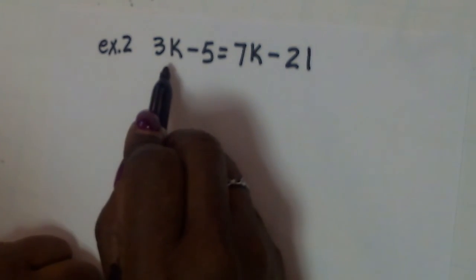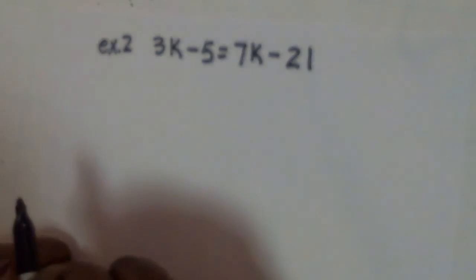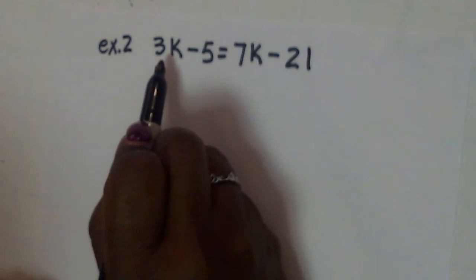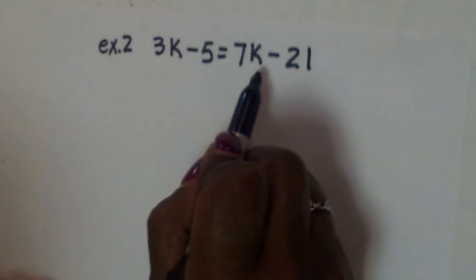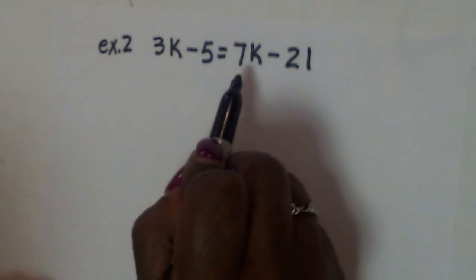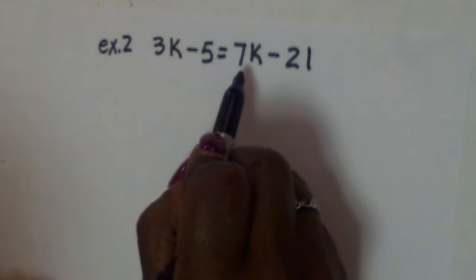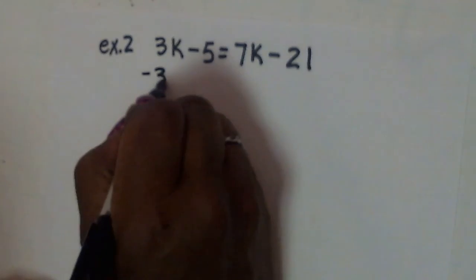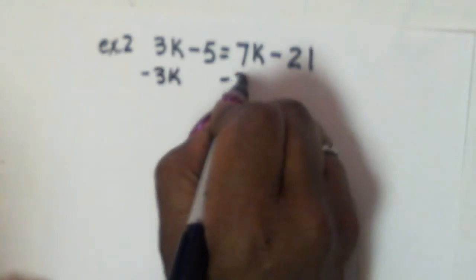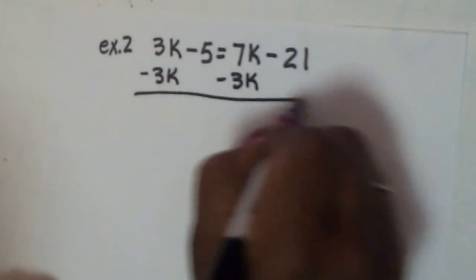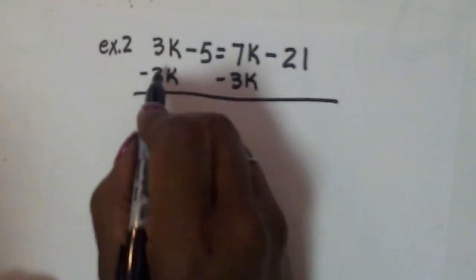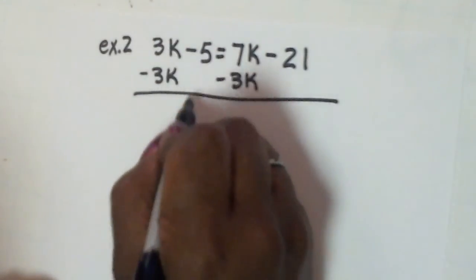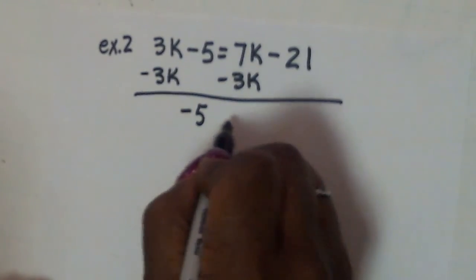my variables, or my k terms. I'm going to use the additive inverse. I usually move the lower number because that makes it easier. That keeps k over here positive. The only time I move the bigger number is if it's negative. So 3 is positive, so I'm going to do the opposite and make it negative. Now when I add them together, I will get 3k minus 3k, which is 0. And I didn't do anything here, so I'm just going to bring the negative 5 down.